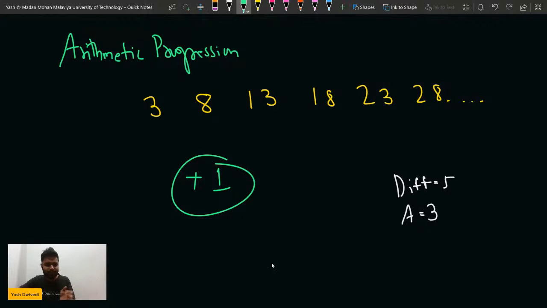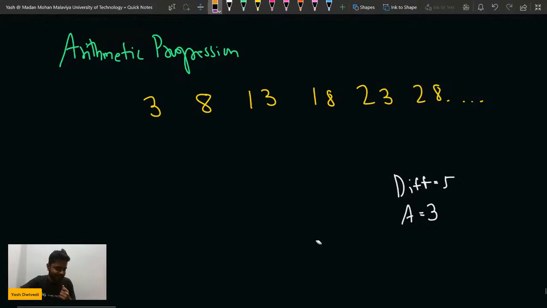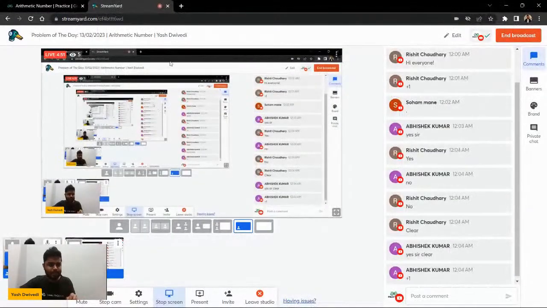If we have to check whether a particular number b is present in the series or not, then we have to keep on generating the numbers, right? That will take a lot of time. So we have to apply something mathematically here.